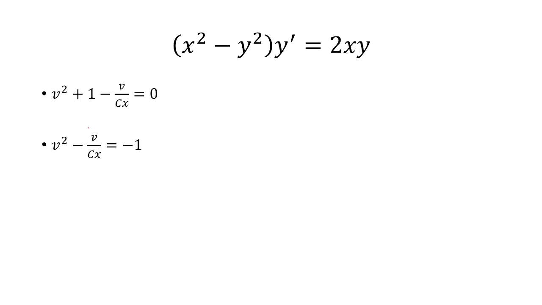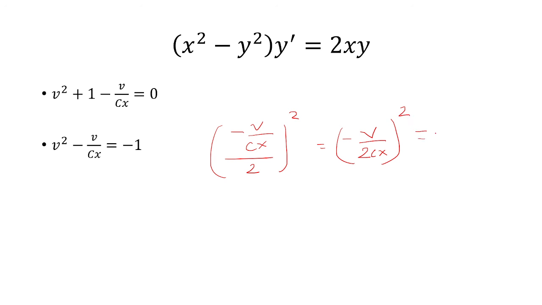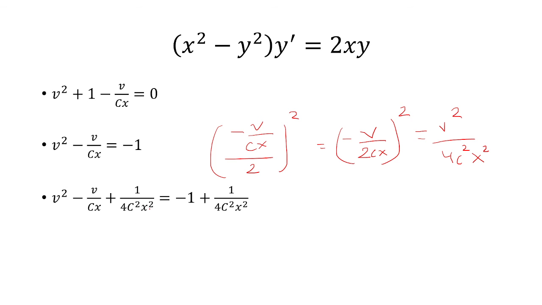And the whole goal here is to complete the square, so I subtracted both sides by 1 and then completed the square. The way to complete the square is take negative v over cx, divide by 2, and square it. So if I divide it by 2, I get negative v over 2cx. Square that, I get v squared over 4 times c squared times x squared. So that's what I added here. You want whatever you do on one side, you do the other. So this factors nicely to v minus 1 over 2cx, squared.